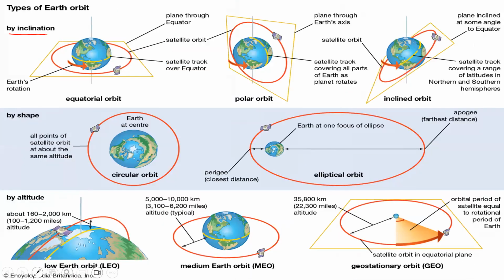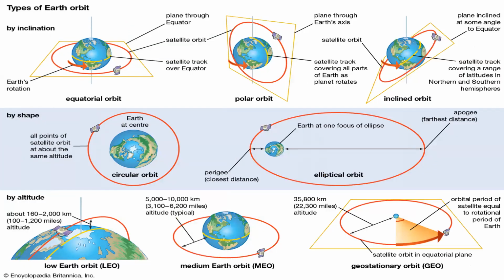Then we can define it by altitude. So by altitude, first comes the low Earth orbit, LEO, which is about 160 to 2000 kilometers altitude, and it is mostly used for calling purposes. Like if I want to call someone in Russia, then because of the LEO satellite, I will be able to do that. Then second comes the medium Earth orbit, which means MEO satellite. So over here, MEO satellite is about 5,000 to 10,000 kilometers altitude, and it is mostly used for GPS purposes, like Google Maps and all.